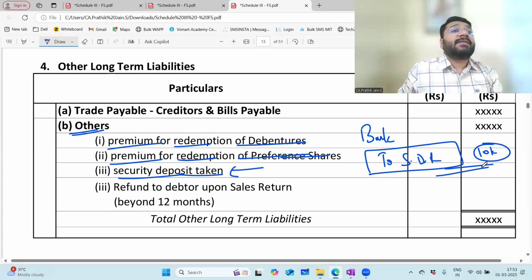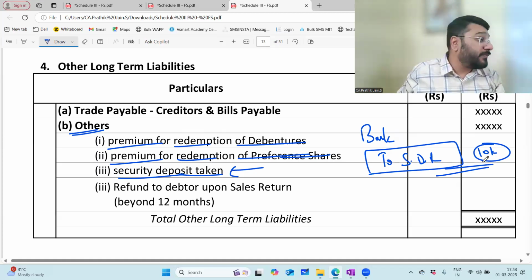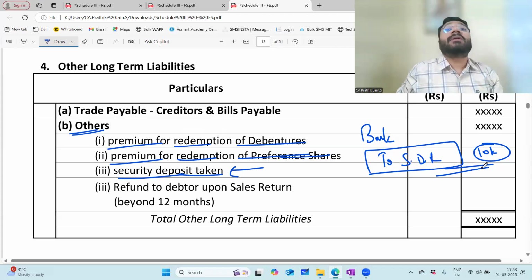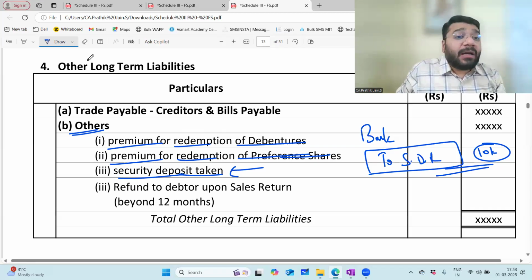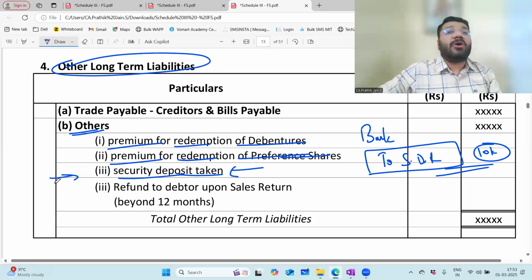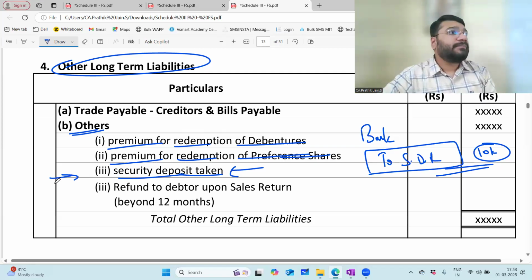What type of liability is it? Is it current or non-current? Is it long term or short term? It is long term because I don't have the intention to pay this back in the next 12 months of the balance sheet date. So it becomes a long term liability or non-current liability. In that case, where should I classify this? Under other long term liabilities. This is the meaning of security deposit taken.